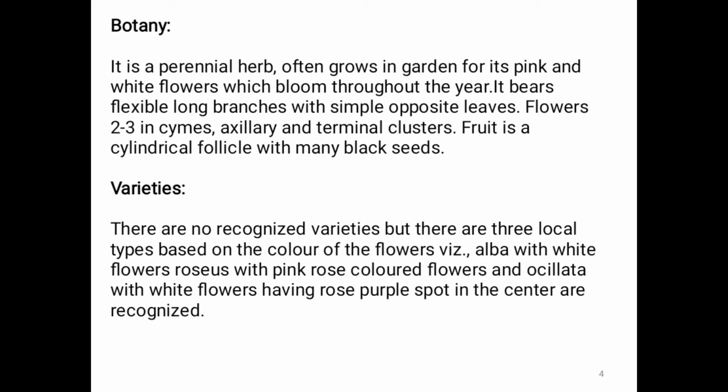Then varieties. There are no recognized varieties, but there are three local types based on the color of the flowers. First, alba with white flowers; second, roses with pink rose-colored flowers; and third, ocellata with white flowers having a rose purple spot in the center. These are the varieties of periwinkle.